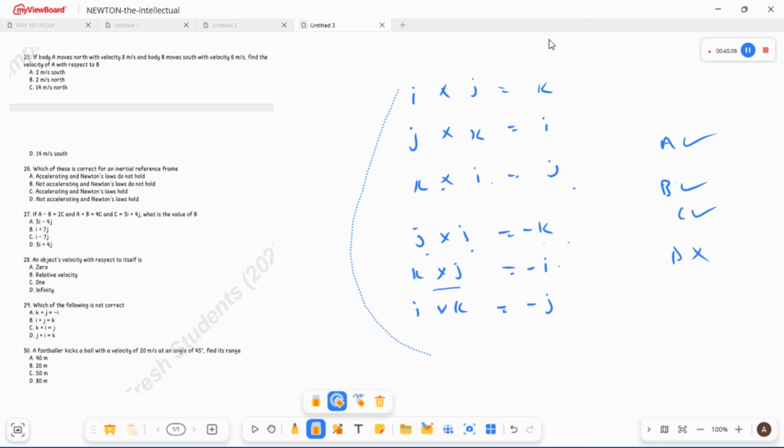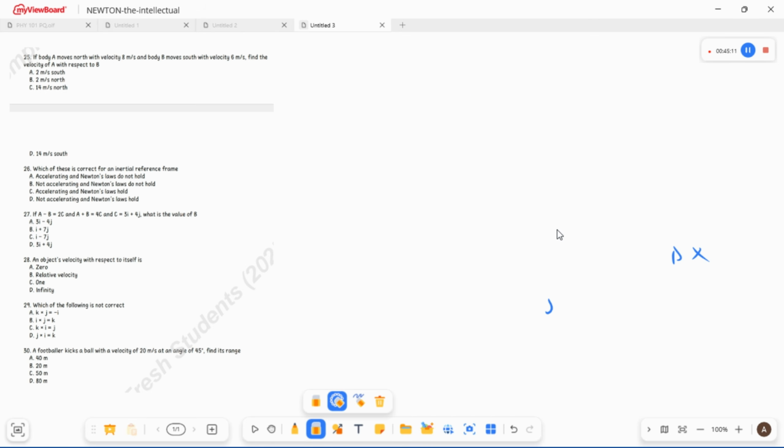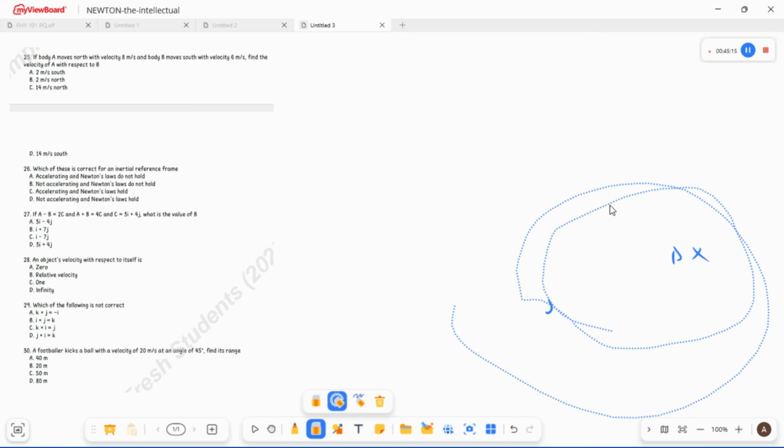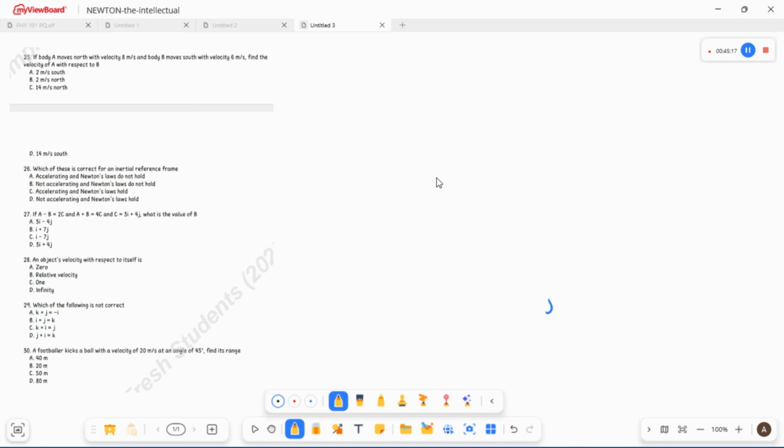All right. So 30, it says a footballer kicks a ball with a velocity of 20 meters per second at an angle of 45 degrees. We'll find its range. Now, what is the formula for range? Very, very simple formula. So we have range equal to u squared sine 2 theta over g, right? And g is acceleration due to gravity, which equals 10 meters per second squared, unless said otherwise. Now, if the examiner tells you to use g as 9.8, then use g as 9.8.